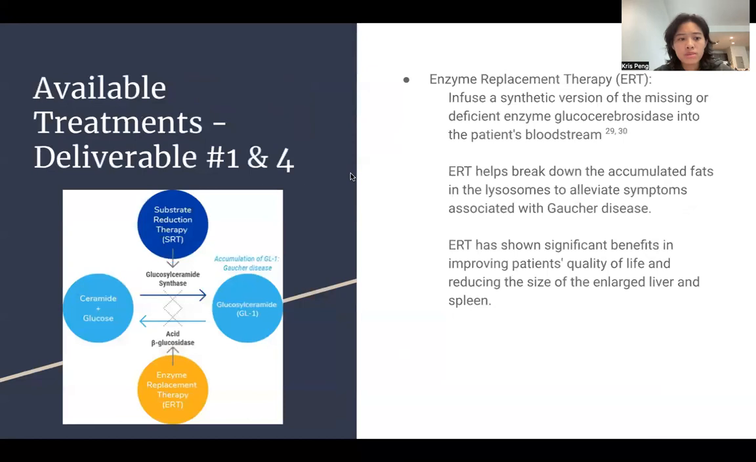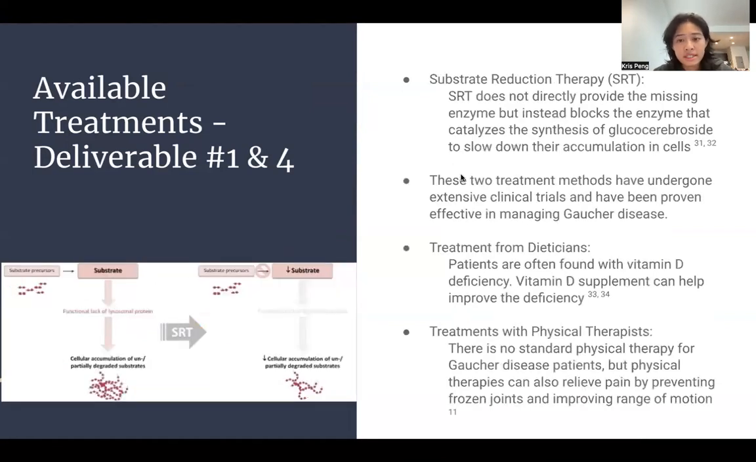There are mainly two treatments for Gaucher disease. The first one is enzyme replacement therapy. It infuses a synthetic version of the missing enzyme glucocerebrosidase into the patient's bloodstream. So it helps break down the accumulated fat in the lysosomes to alleviate symptoms associated with the disease. It has already shown significant benefits in improving patients' quality of life and reducing the size of enlarged liver and spleen. The second treatment is substrate reduction therapy.